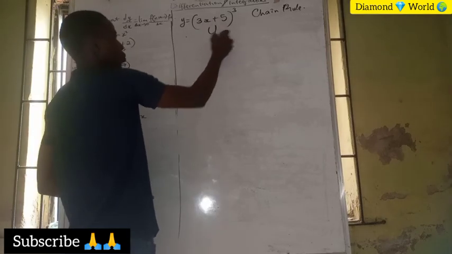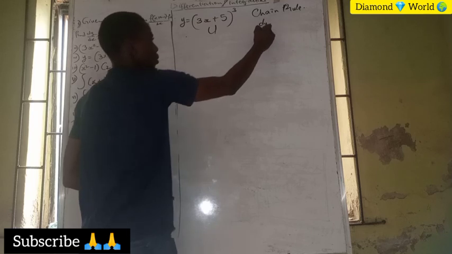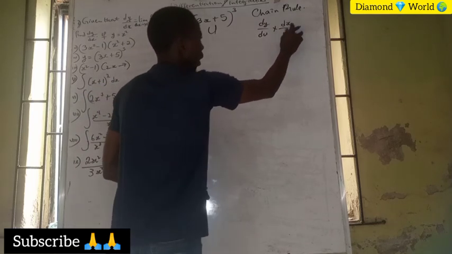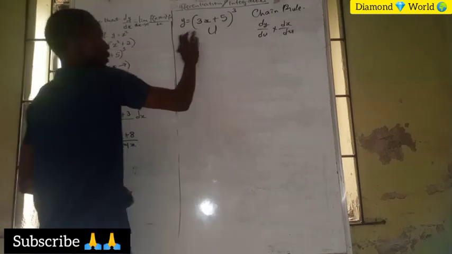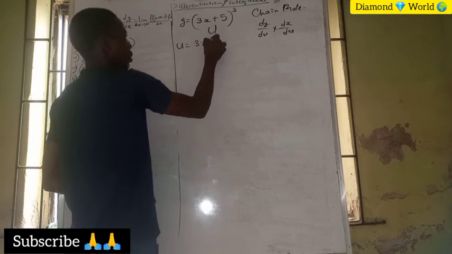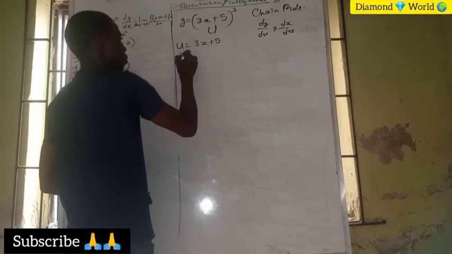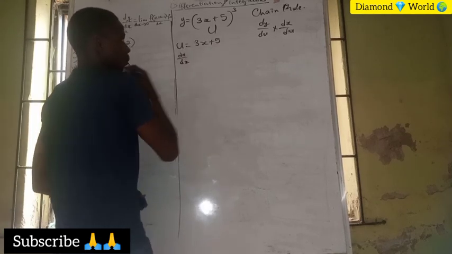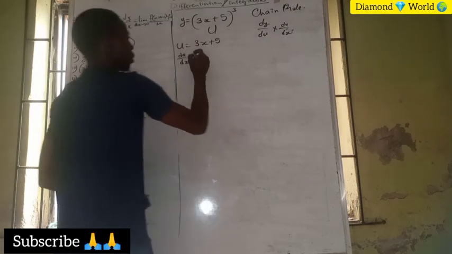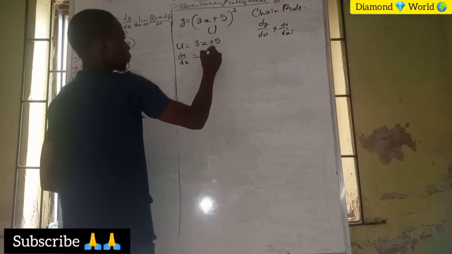This is u. Our formula here is dy/du times du/dx. So this is my u, so u equals 3x plus 5. du/dx is equal to 3.